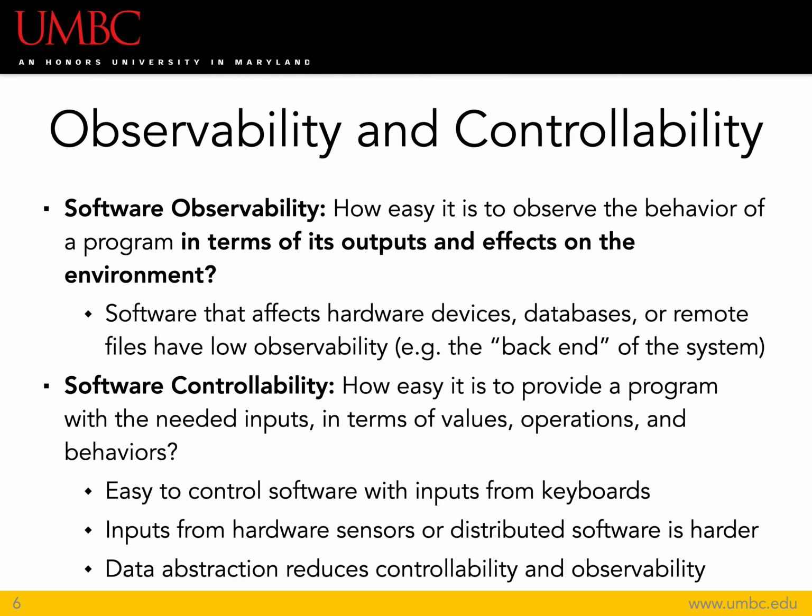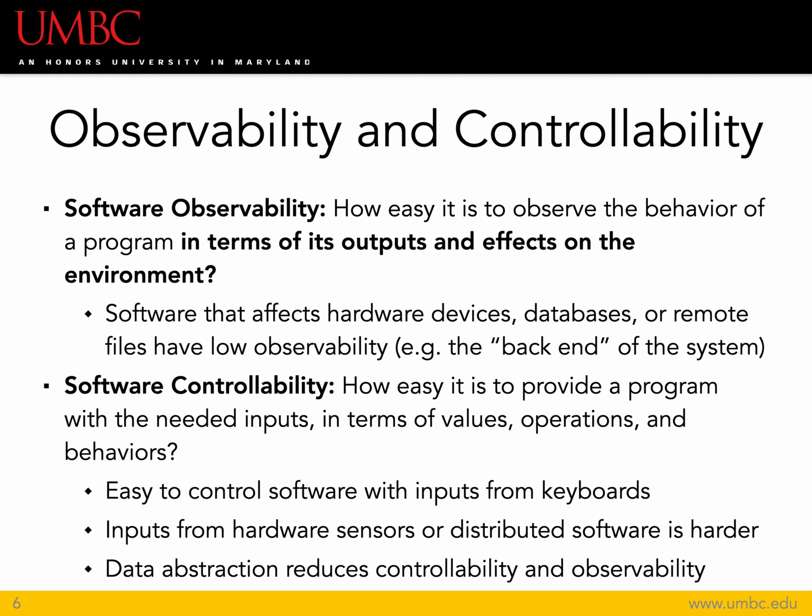So if you have software that's really only affecting some kind of a hardware device, the back end of the system, or some other subsystem in the larger software stack, those are things that have low observability. It's very difficult to see the output and the effect on the environment. Software controllability is a little bit different.